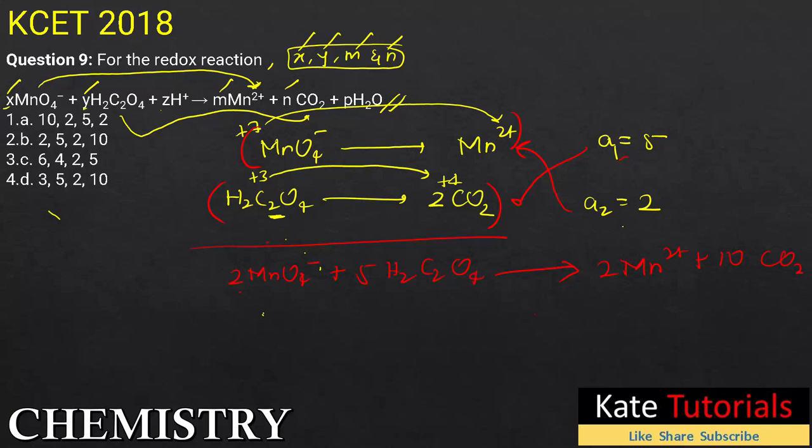So here before MnO4 it is X, and before H2C2O4 for oxalic acid it is Y, and behind Mn it is M, and behind carbon dioxide it is N, right? So our X, Y, M, N values are 2, 5, 2, 10. So option B: 2, 5, 2, 10. So the person who knows how to balance these reactions can easily solve this problem, right? This belongs to the redox reaction chapter. So this is about this question. It is directly from NCERT only, right? These things we will be doing in board exams.